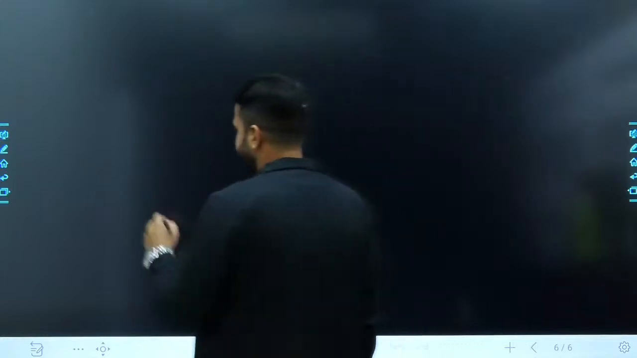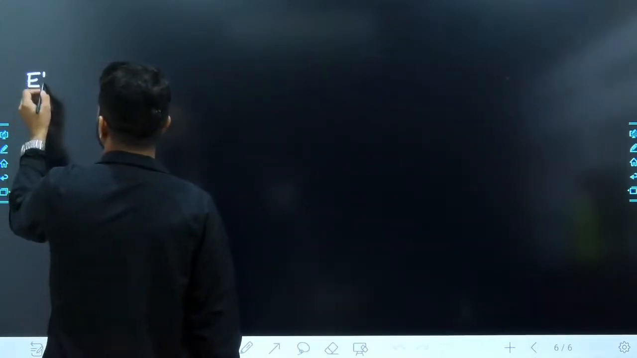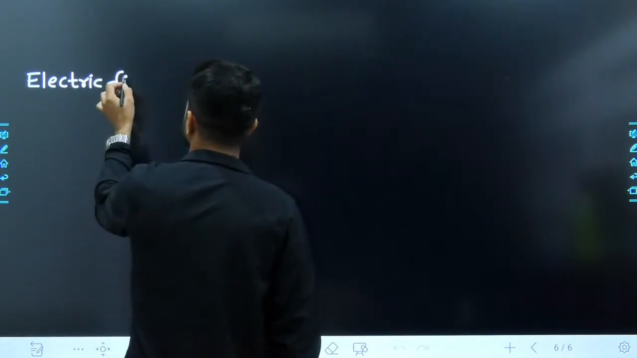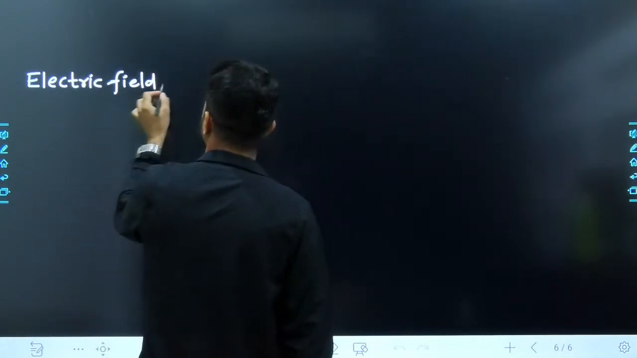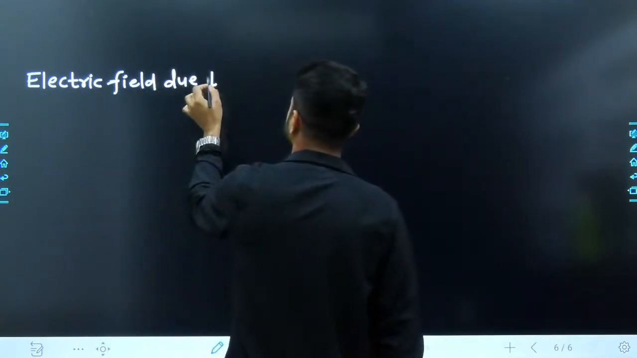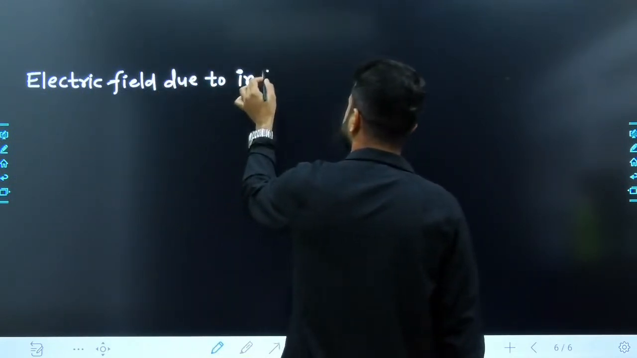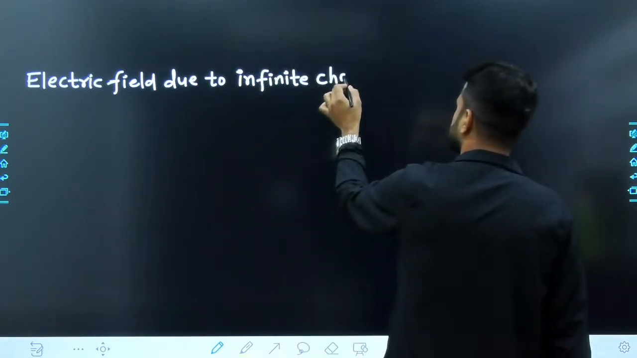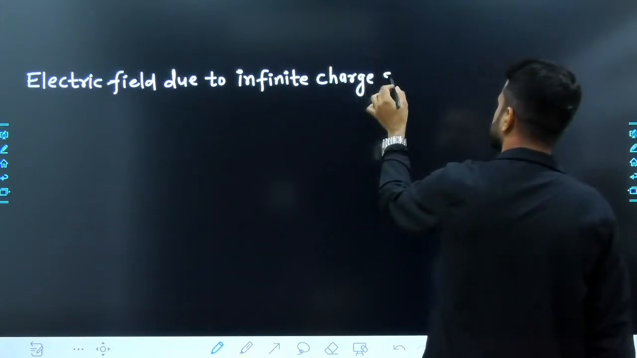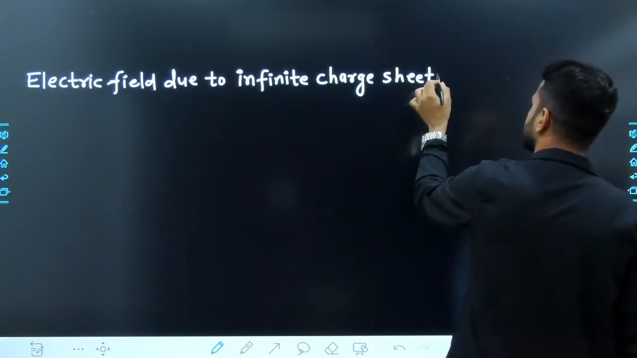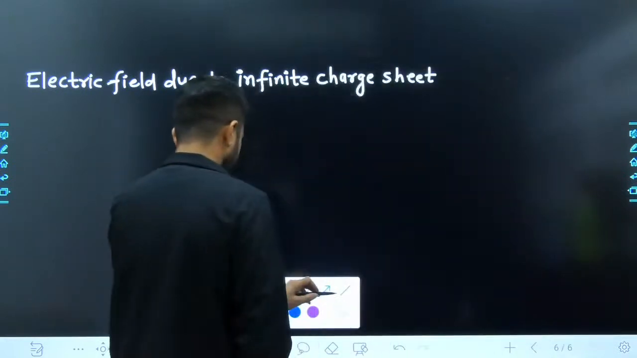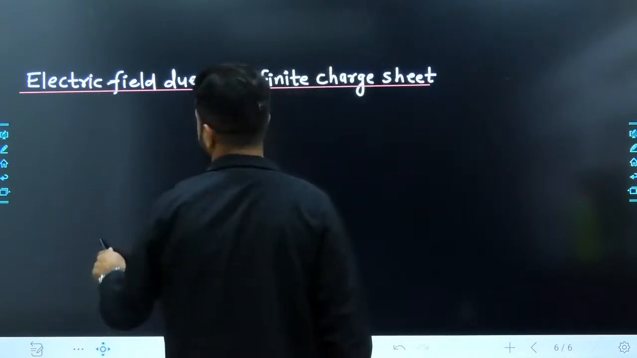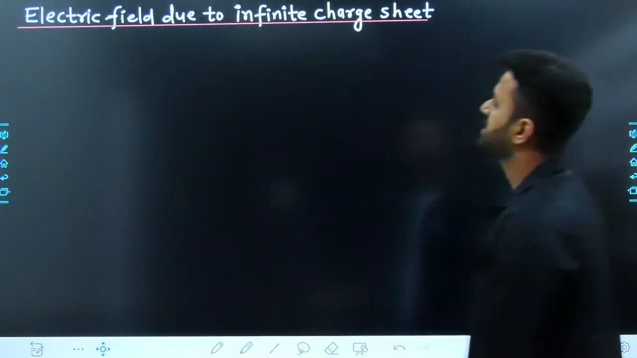Now the last one, electric field due to infinite charge sheet.